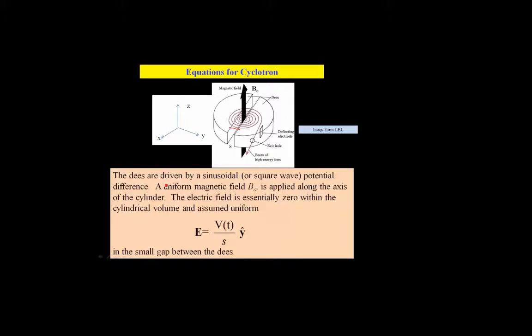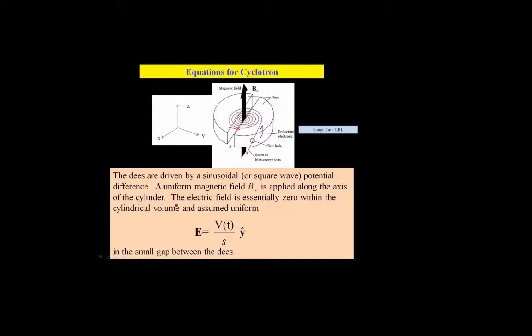Okay, so here again, the D's are driven by a periodic function or potential difference. It can either be a sine wave or a square wave. The advantage of a square wave is that you'd have constant potential during the time that the particle is in the gap. So you'd have a better energy definition when you finally come out. So the spread in energies will be less.